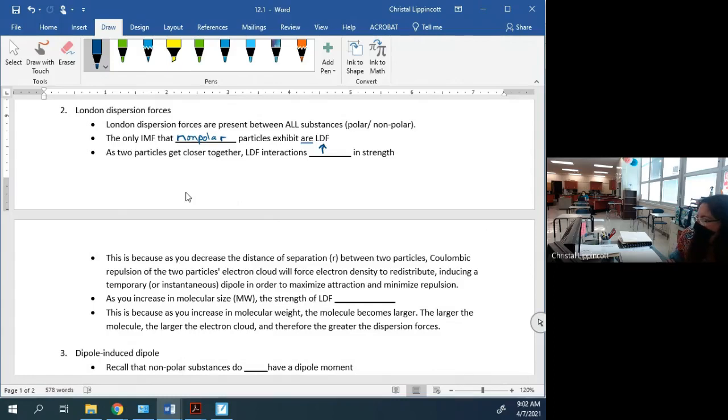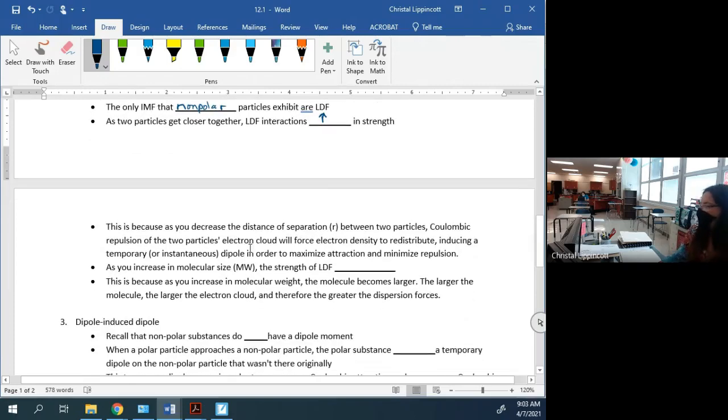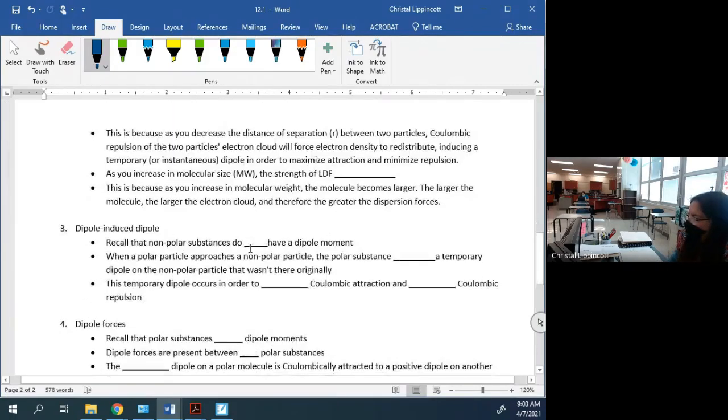As two particles get closer together, the LDF interactions increase in strength. That's because as you decrease the distance between the two particles, the Coulombic repulsion of the electron clouds will force the electron density to redistribute, introducing a temporary or instantaneous dipole. But again, it's instantaneous. It comes, it goes. As you increase the molecular size, you increase the strength of the LDF.